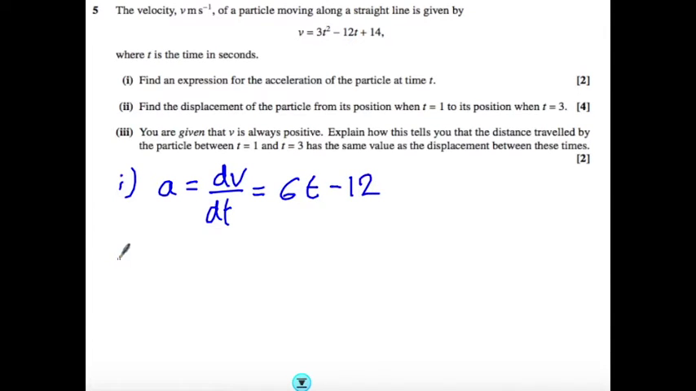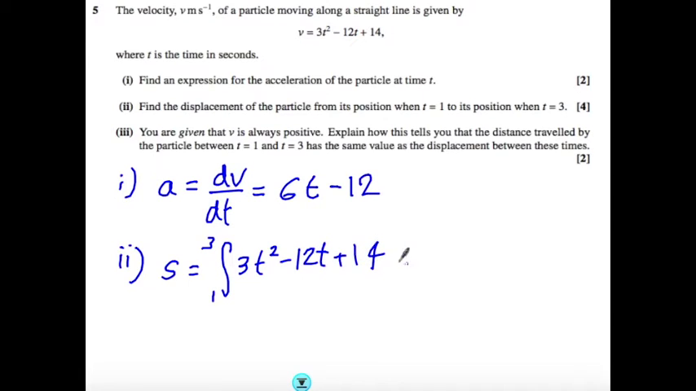Good. So next, find the displacement of the particle from its position when t equals 1 to its position when t equals 3. Similarly now, you need to know that if I want displacement from a velocity time graph or a velocity expression, I need the area. So we want the area between 1 and 3 of 3t squared minus 12t plus 14.